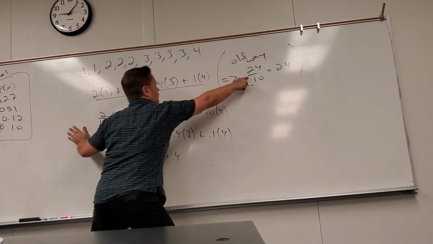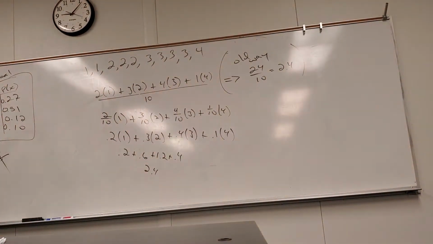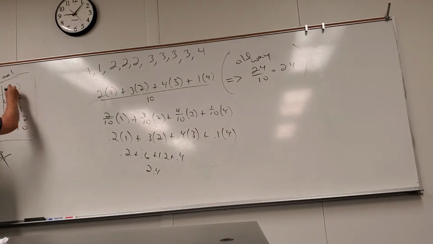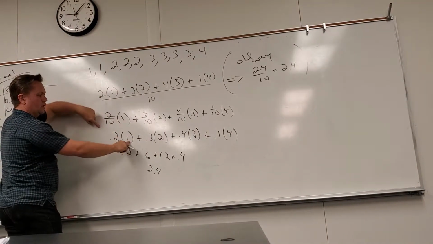This was easy. Why did I do all this? Just to show you that, instead of making a long list, what can I do? Well, what did we do here? We took the percentages times the value, right?